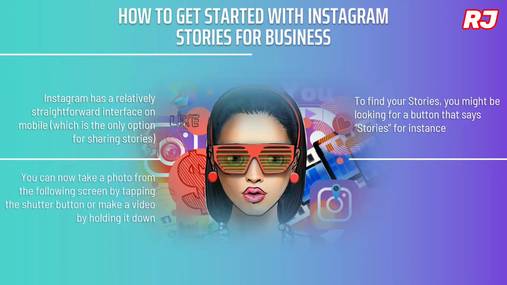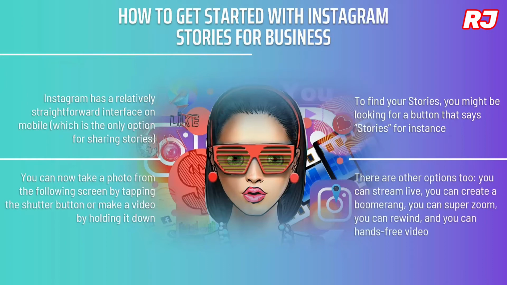You can now take a photo from the following screen by tapping the shutter button or make a video by holding it down. Videos can be up to 10 seconds in duration. There are other options too. You can stream live, you can create a boomerang, you can super zoom, you can rewind, and you can hands-free video. If you prefer, you can pick an image from your camera roll in order to use a previously created video or picture.